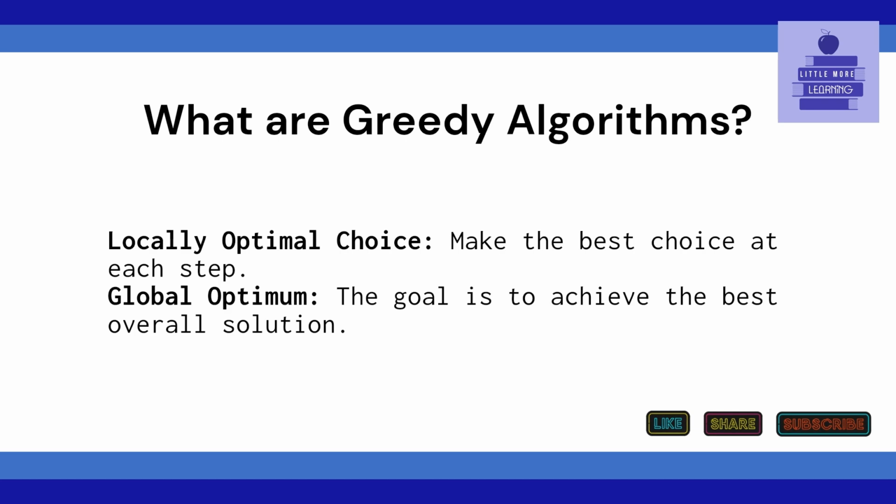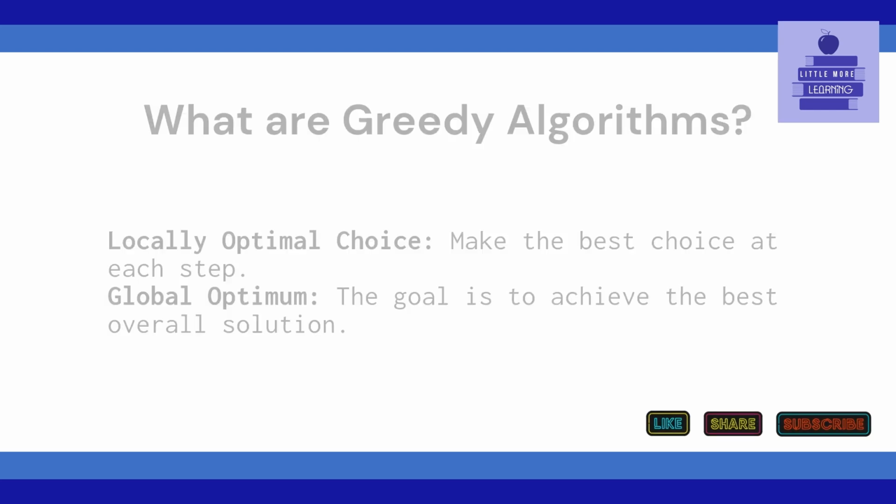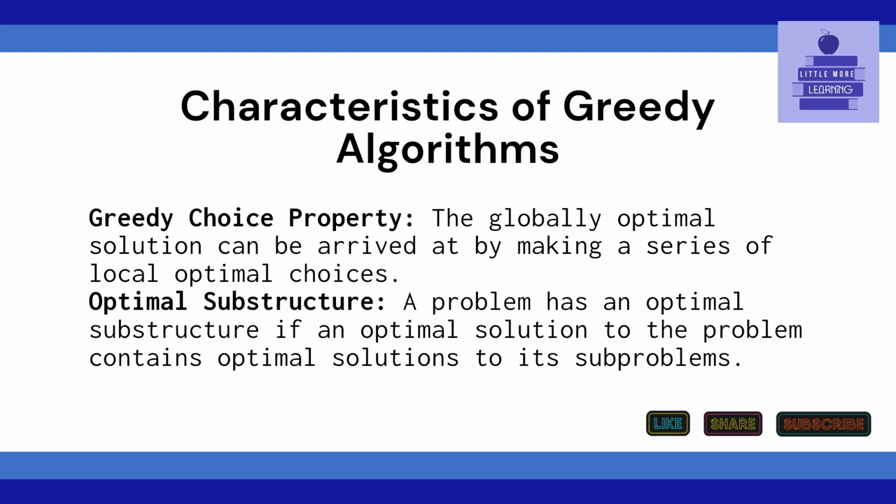Greedy algorithms are a problem-solving technique that works by making the best possible choice at each step, hoping to find the overall optimal solution. The idea is to choose the option that seems best at the moment without worrying about the future consequences. For a greedy algorithm to work, two main conditions must be met. Firstly, the greedy choice property, and then the optimal substructure.